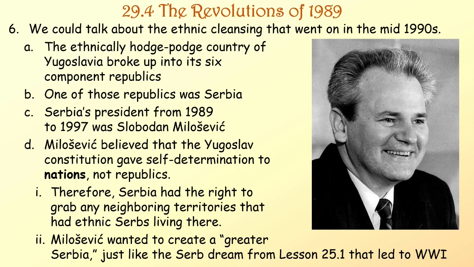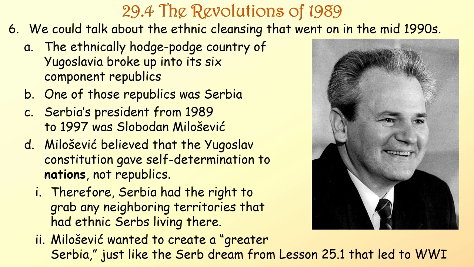The ethnically hodgepodge country of Yugoslavia broke up into its 6 component republics. One of those republics was Serbia. Serbia's president from 1989 to 1997 was Slobodan Milosevic. Milosevic believed that the Yugoslav constitution gave self-determination to nations, not republics.